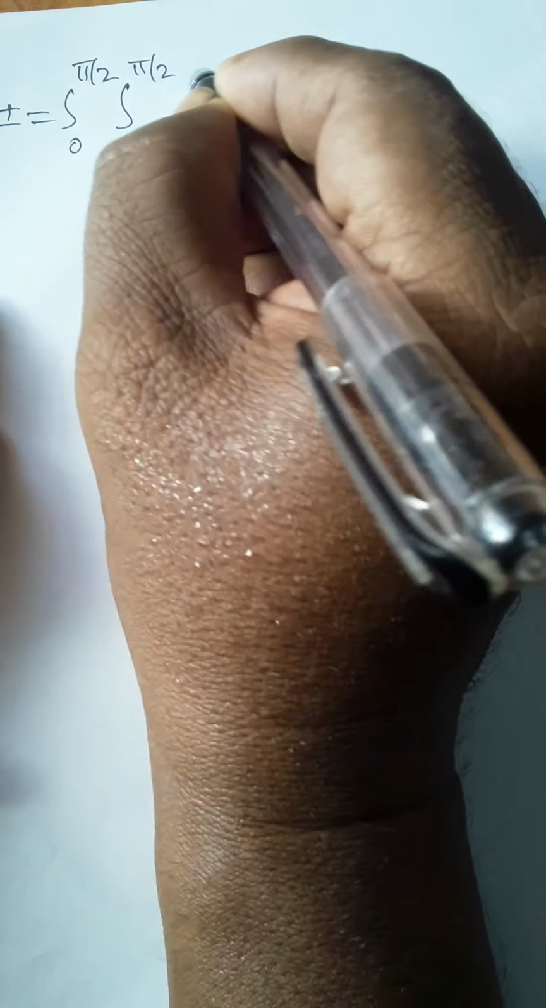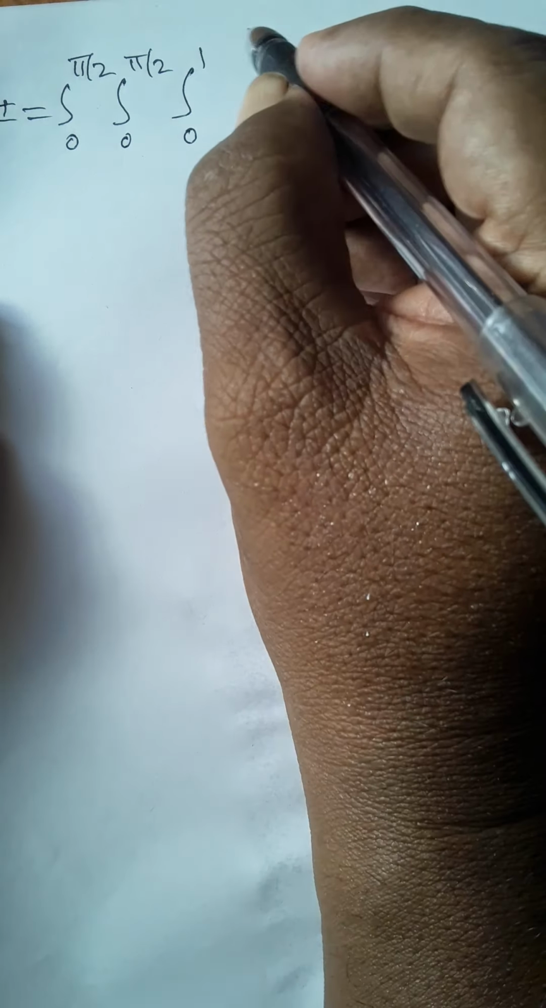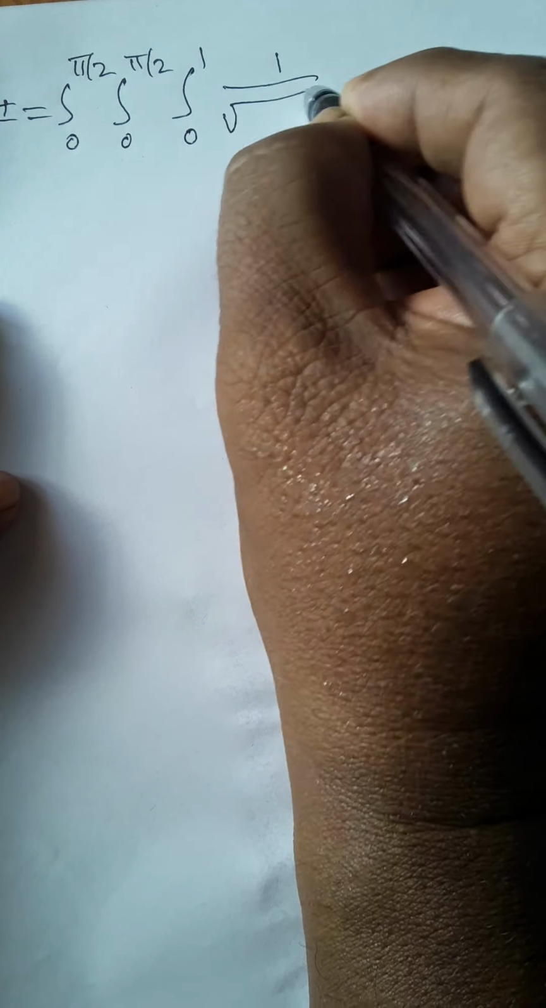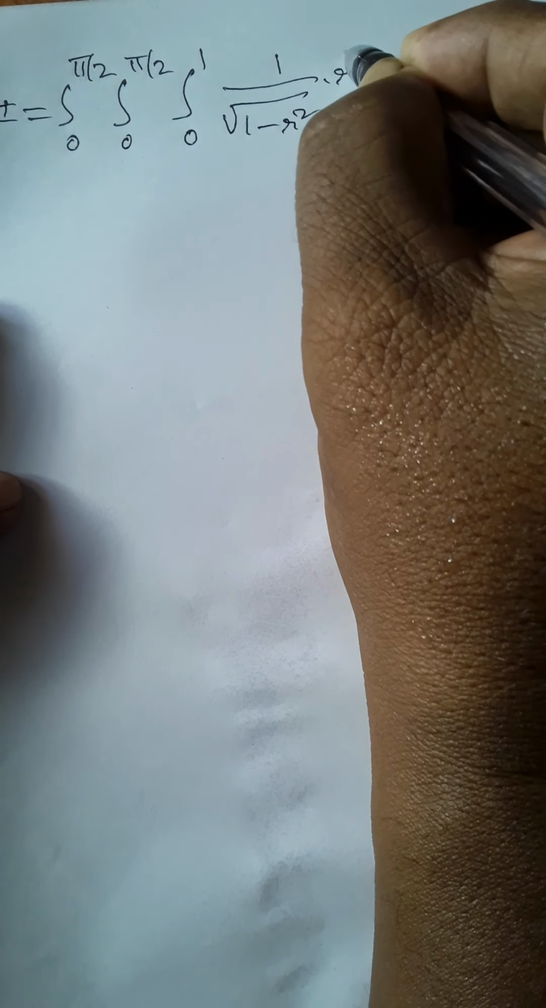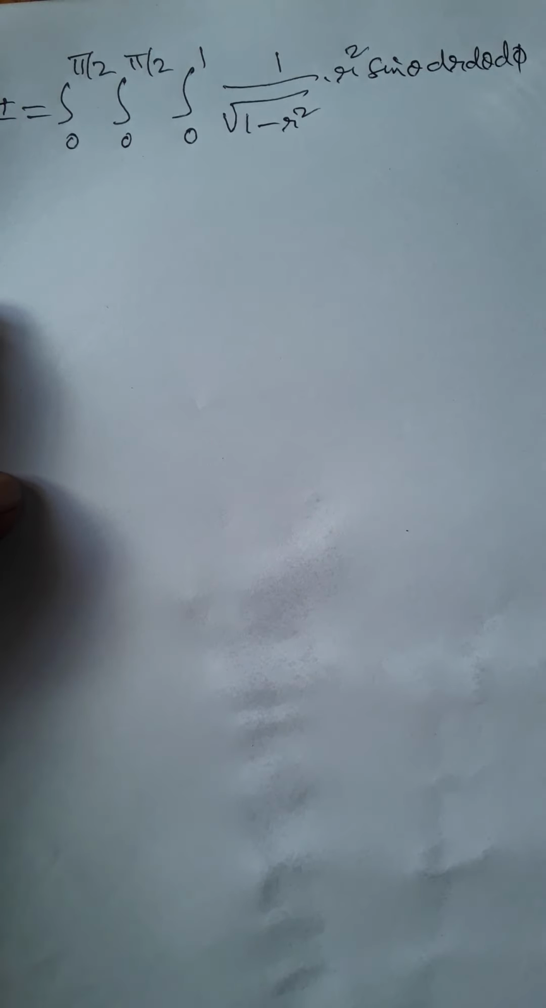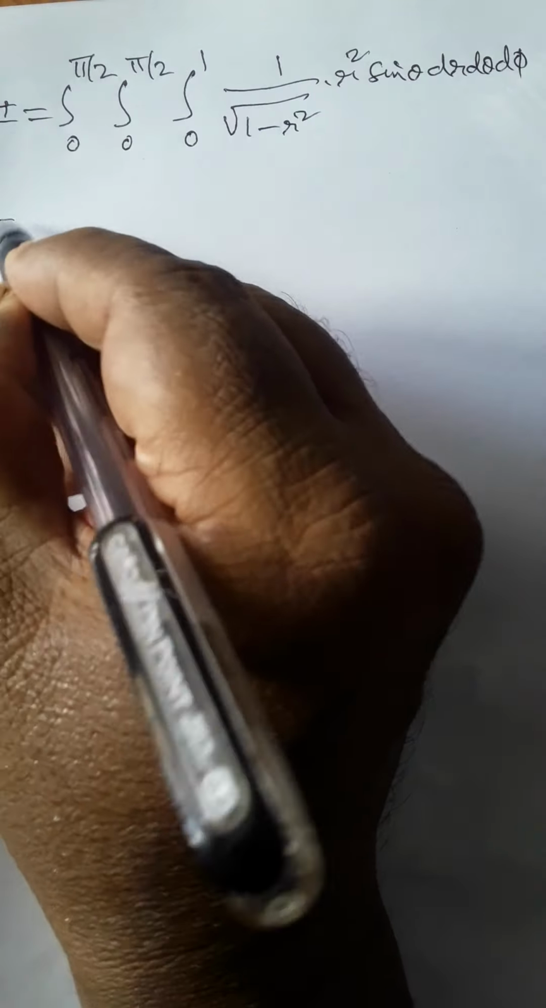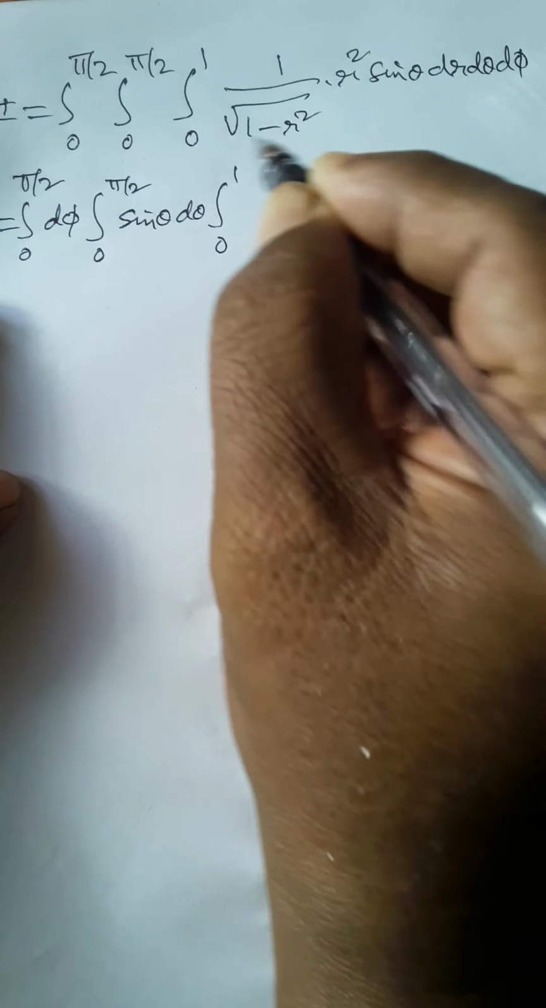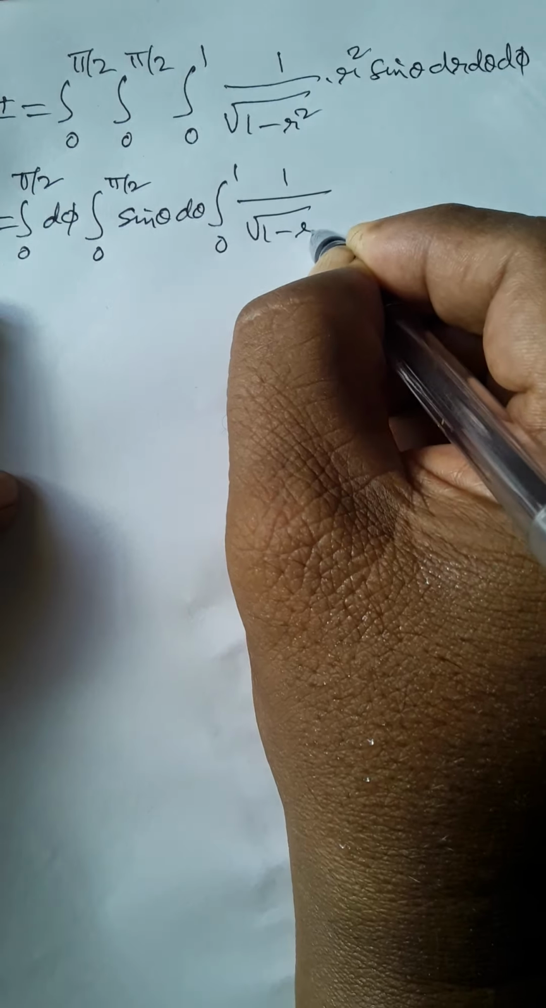Therefore, I is equal to integral 0 to pi by 2, integral 0 to pi by 2, integral 0 to 1, 1 by root over 1 minus r square, sin theta dr d theta d phi. You write integral 0 to pi by 2, these are phi limits, d phi, integral 0 to pi by 2, these are theta limits, sin theta d theta, integral 0 to 1 by root over 1 minus r square dr.